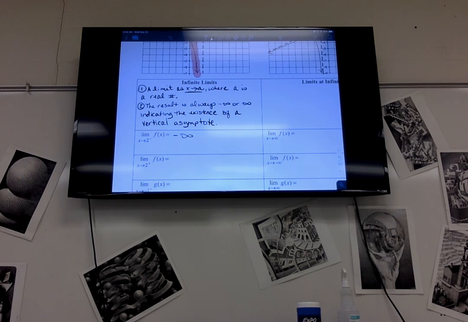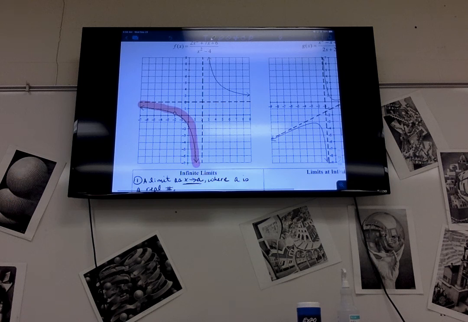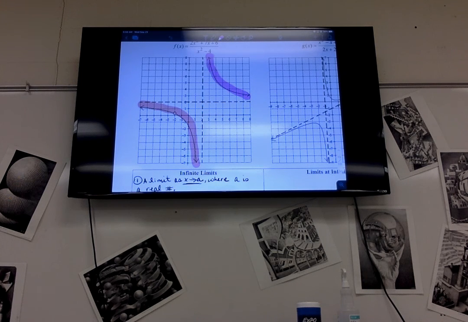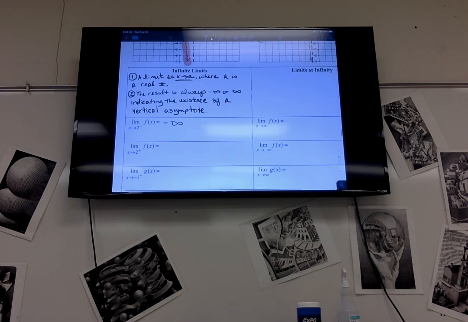So limit as x approaches 2 from the right, Daniel. Infinity. Yeah, that one goes up there. That's positive infinity. Y'all fill in the bottom 2: x approaches negative 1 from the left and the right for g of x.